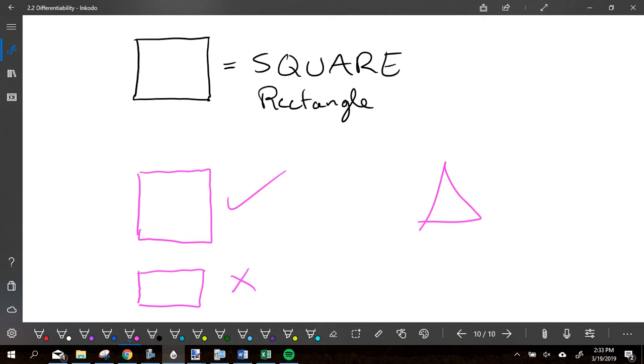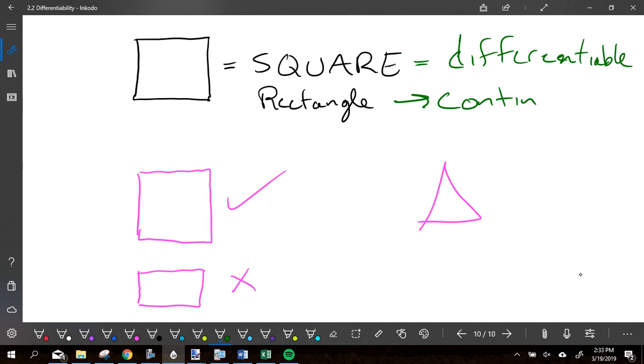If I draw a rectangle, you say, it could be a square. I don't know. Everybody agree with me on that? For that thing, a square is like differentiable. If I am telling you something is differentiable, if it is a square, it is guaranteed that it is continuous. If you're a square, you're automatically a rectangle. If you're differentiable, you're automatically continuous.